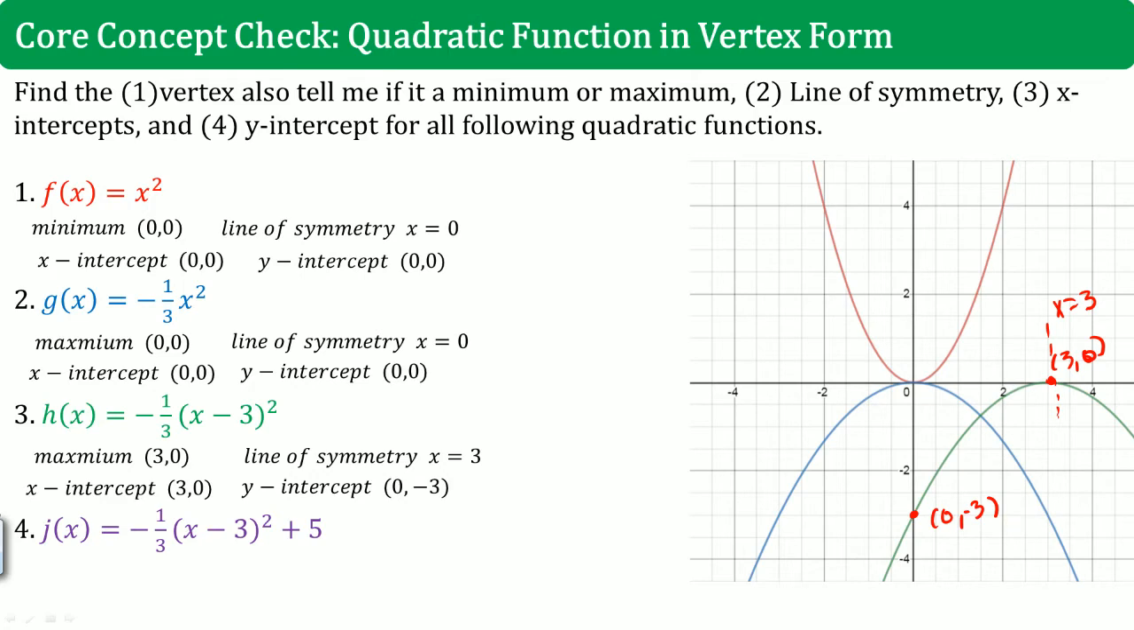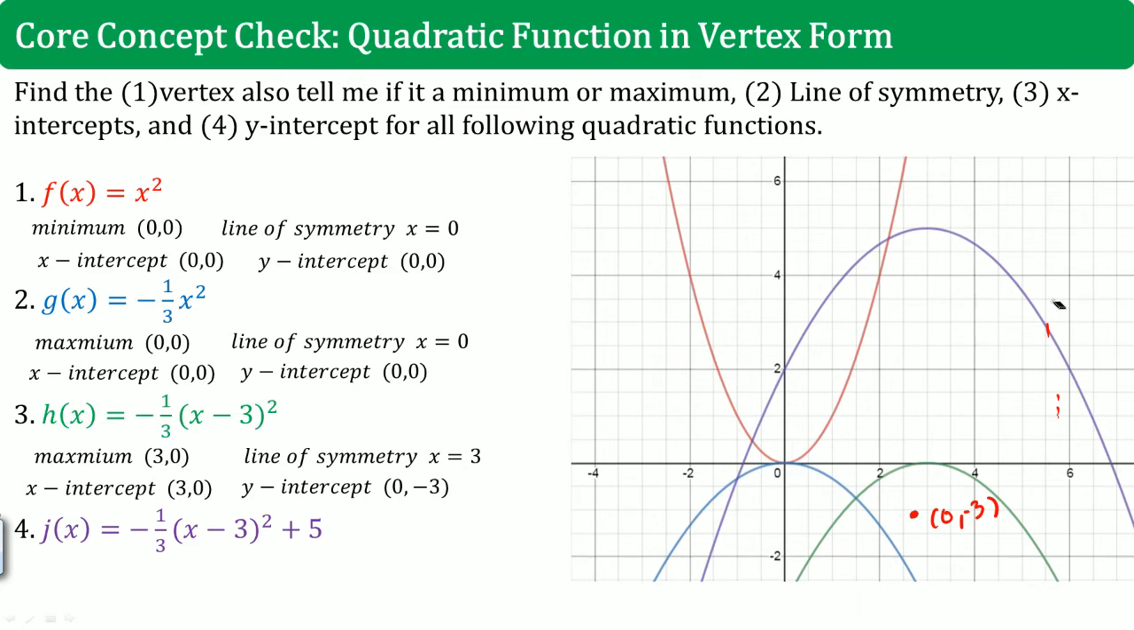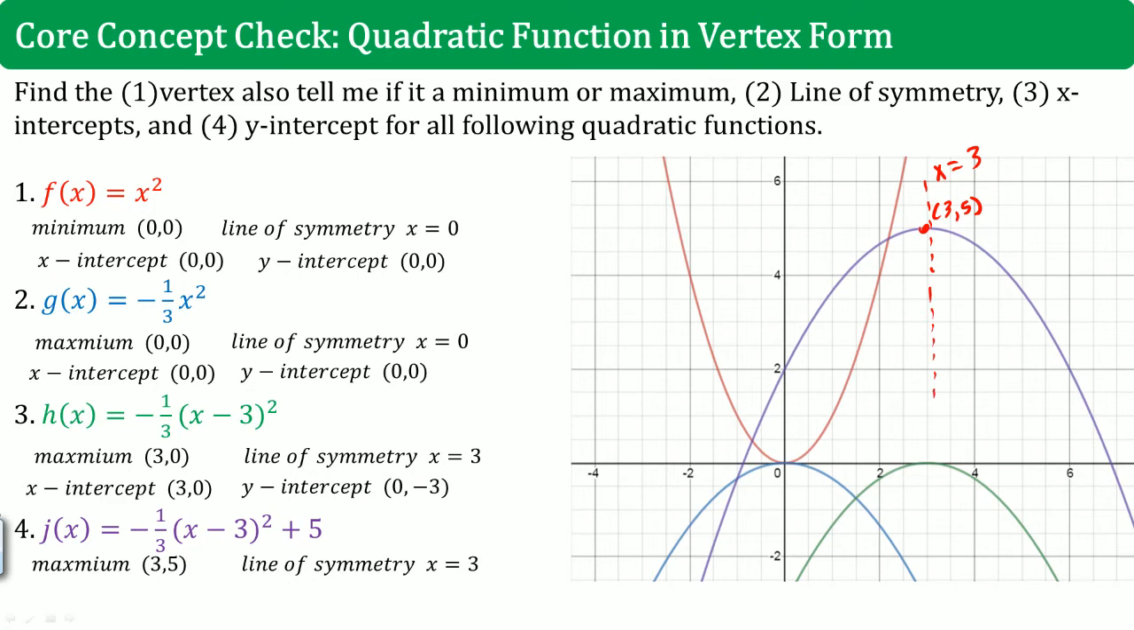4 looks like that. Wow, this moved it up. Here, the maximum is now 3, 5. The line of symmetry goes straight down here at x equals 3, goes all the way down here and crosses the x-axis. So the x-intercepts are right here.